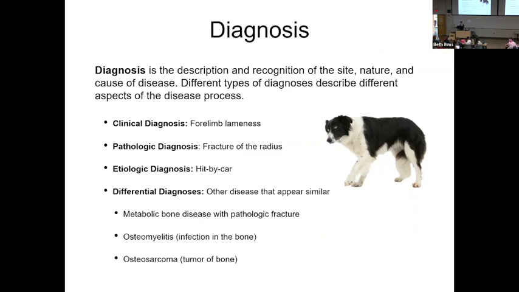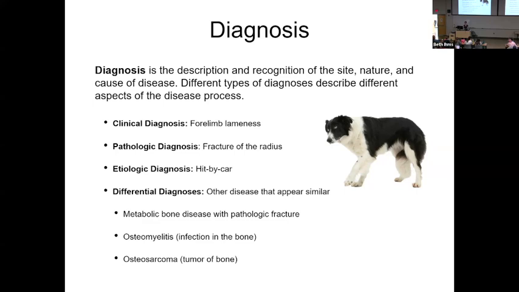All right, diagnosis. This is the description and recognition of different aspects of the disease. There are different types of diagnoses. They are given by different specialists or practitioners, and they describe different aspects of the disease process. So this dog is your example patient. It comes to you in the clinic, you would probably diagnose it clinically with forelimb lameness because that's the clinical sign it's exhibiting. It doesn't tell us anything about the etiology or the pathogenesis, but it gives you a diagnosis, tells you what's wrong with the dog.